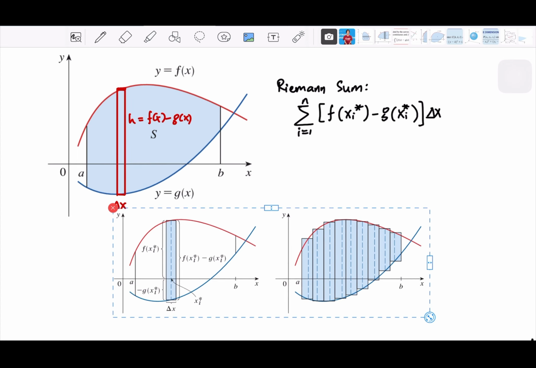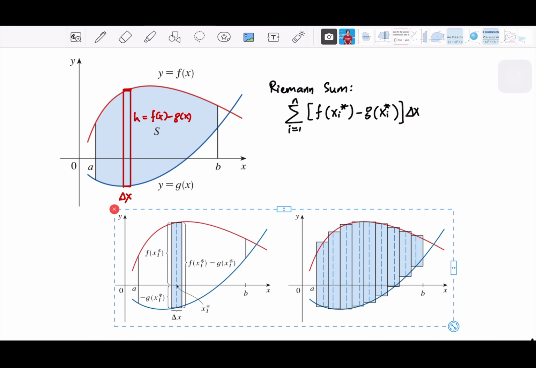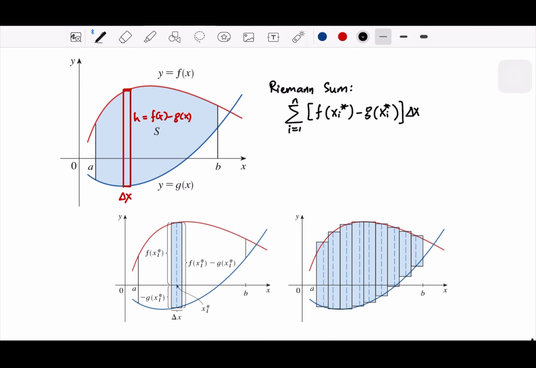So we can have a lot of rectangles. And then imagine that when we have a lot of rectangles, that n is getting bigger and bigger, getting close to an infinite number, then we could take the limit, right? We could take the limit, and that is our definition for the integral. So that's how we could see this problem. I think it's quite simple for the definition. The difference is we are going to take this height as f minus g.